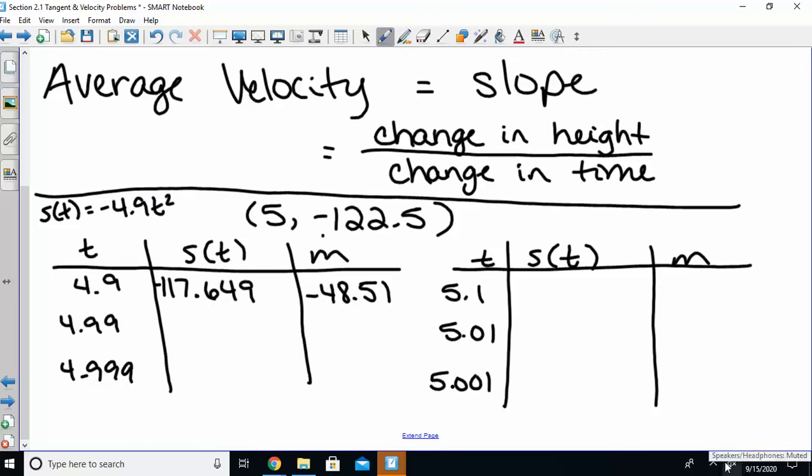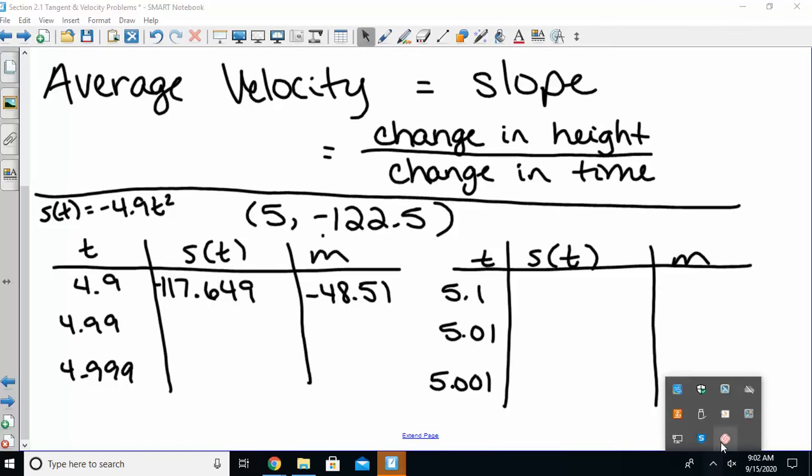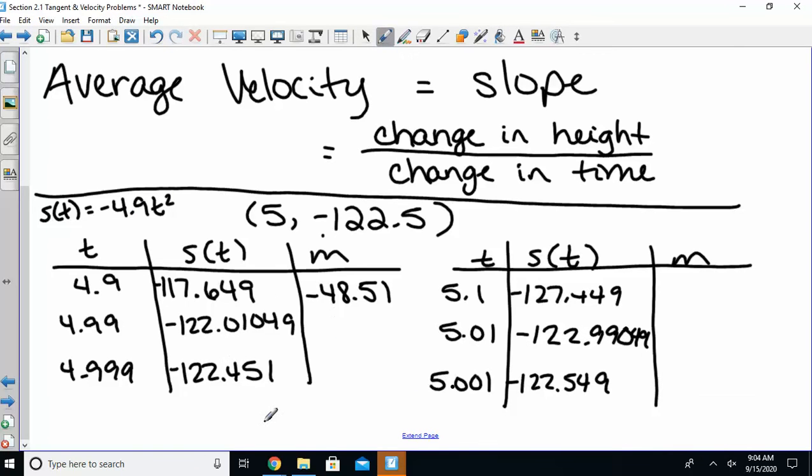And then calculate your slope. So we've got our y's, and then tell me what you got for your slopes. When you put in 4.99, what'd you get for your slope? Negative 48.95. Okay, when you did 5.1, what'd you get? Negative 49.49. 5.01.